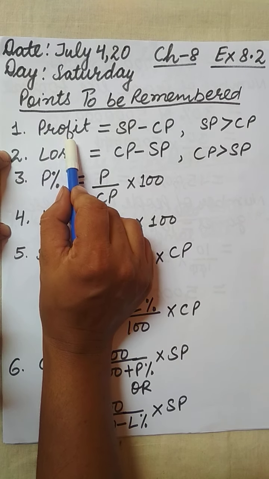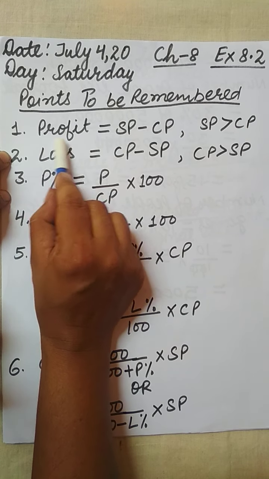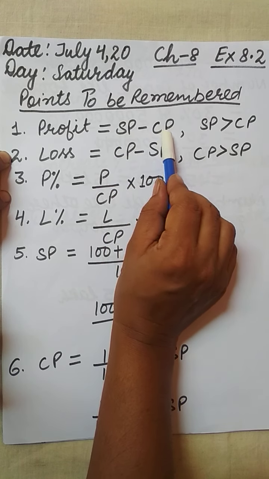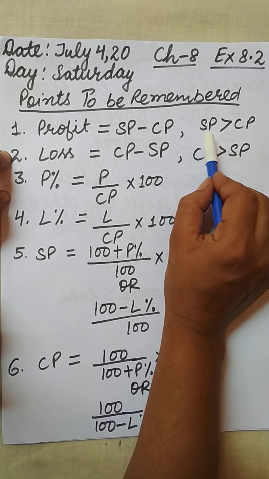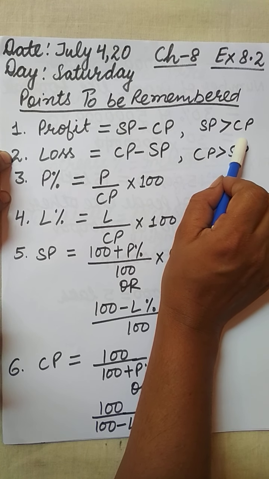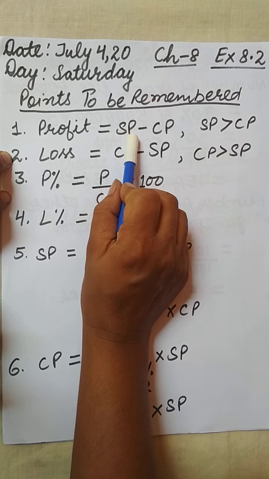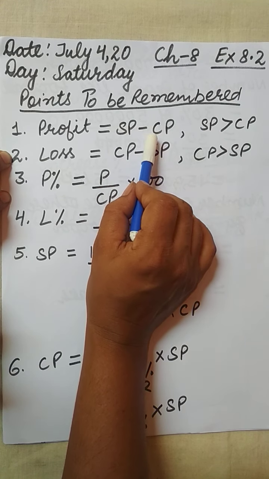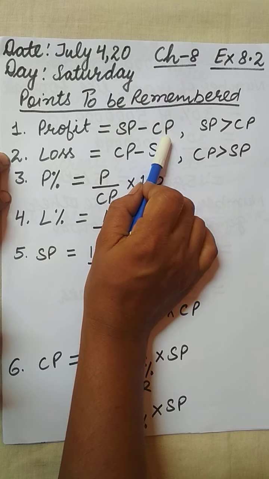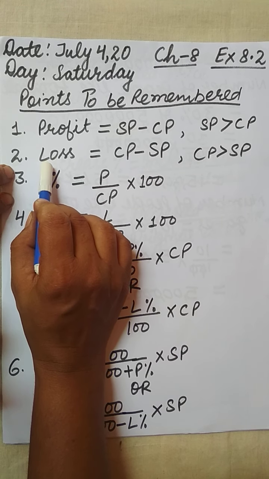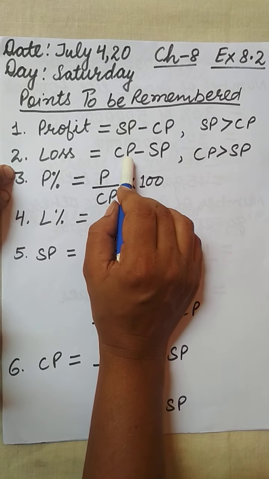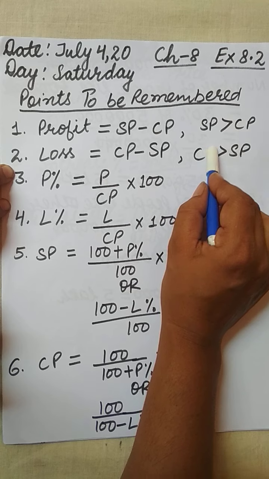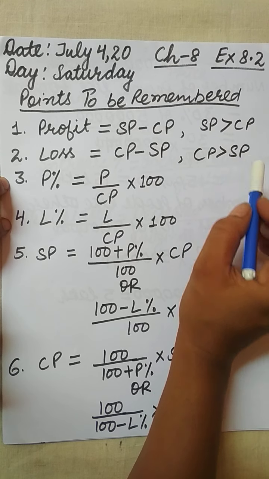First formula is for profit. Profit can be calculated as selling price minus cost price. In this case, selling price is greater than the cost price. Selling price is the price at which we sold the articles and cost price is the purchase price. Similarly, we can calculate loss is equal to cost price minus selling price, as in this case cost price is greater than the selling price.